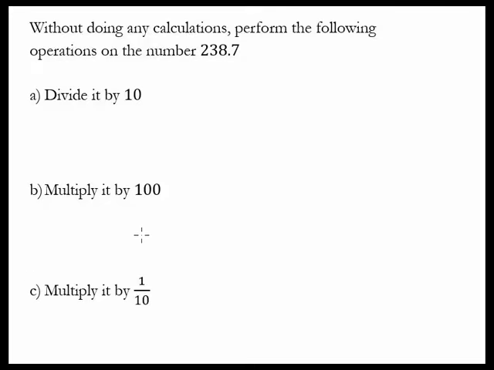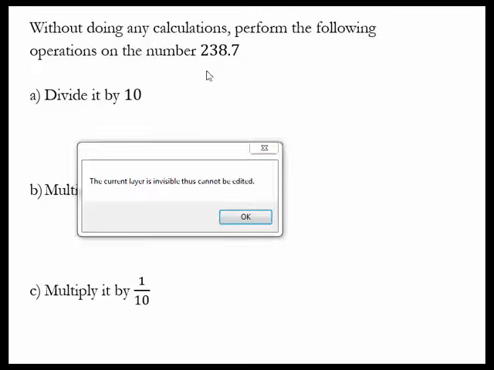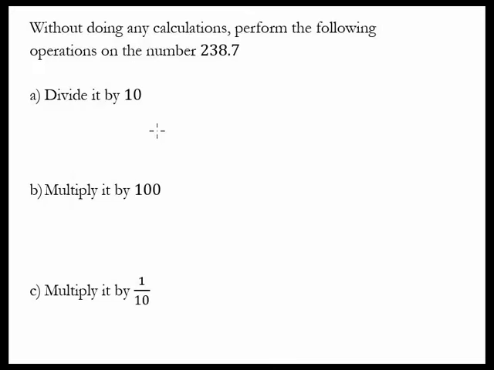So, for example, without doing any calculations, perform the following operations on this number. This number is 238.7. And we're going to divide it by 10. I don't need a calculator for this, in fact, right? If I have the number 238.7, dividing it by 10 means making it 10 times smaller. Because of what these numbers represent, each one is a power of 10, it's as simple as moving the decimal point over, okay? So now my new decimal point is right here.